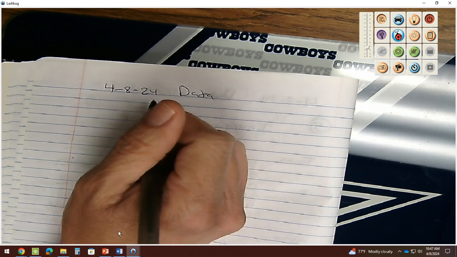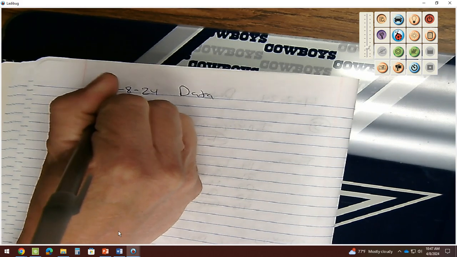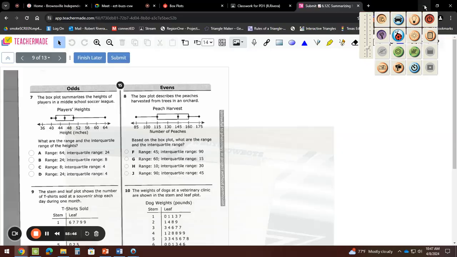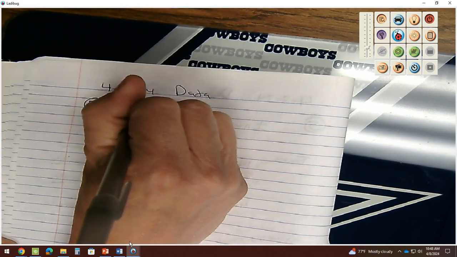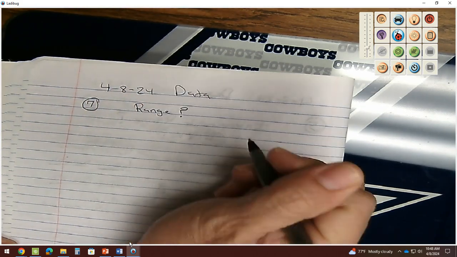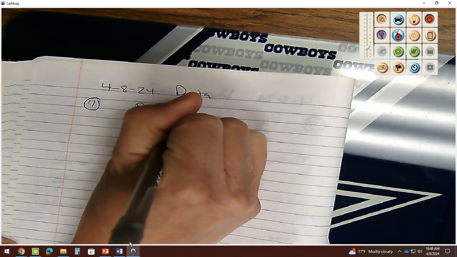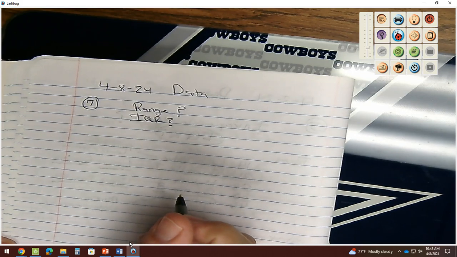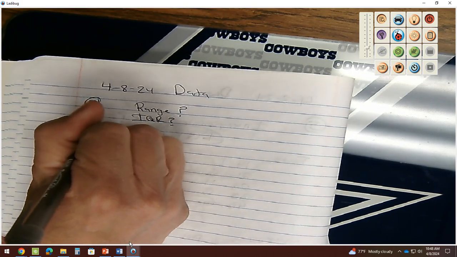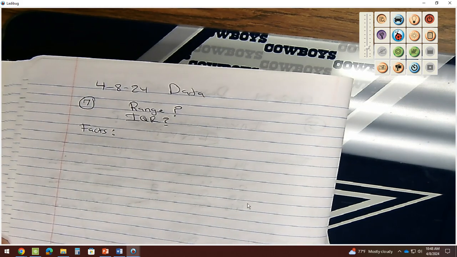Okay? Now, this is number what? 7. Let's check what they want. The box plot summarizes the heights of the players in middle school soccer league. Okay? What are the range and interquartile range of the heights? Oh, they want now what? Oh. So they have 2 questions here. So let's start with a question. What do they want? They want the range, question mark. And they want the IQR, question mark. They want both. Facts.